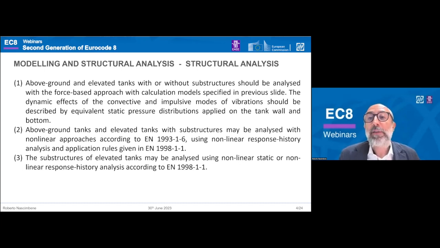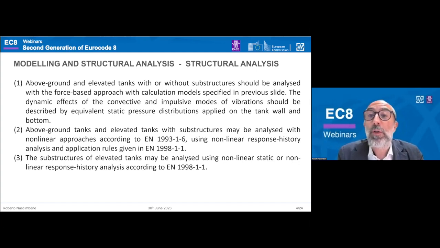Remember that in that part, global GMNIA is defined. That means geometrical, material, nonlinear, imperfection analysis, and all the related topics. And in case of elevated tank, the same. So remember that if nonlinear response history analysis is used, we need a damping ratio equal to 2% for bolted and welded steel tank, 5% for reinforced concrete, and 2% for pre-stressed concrete.